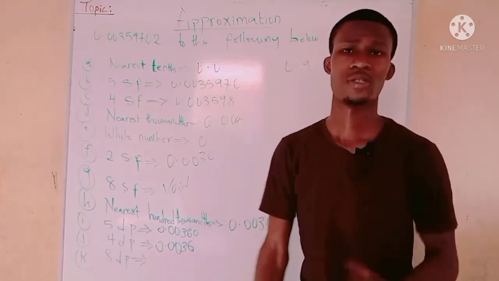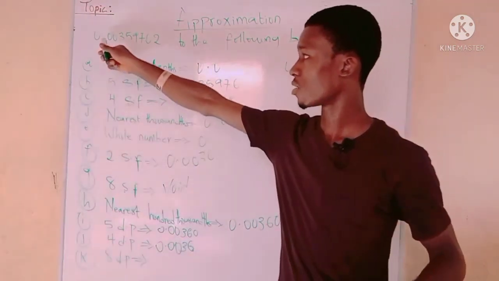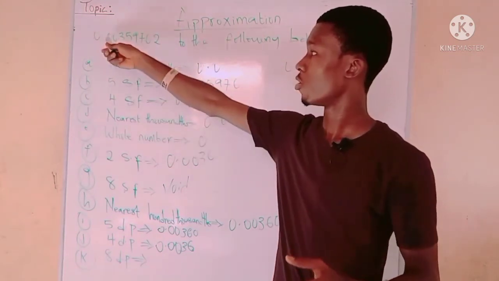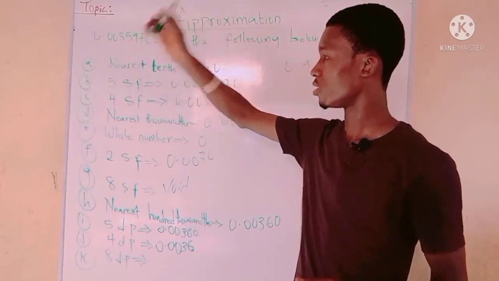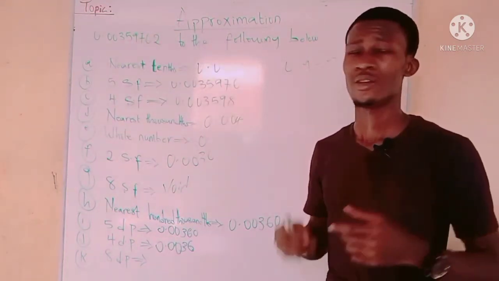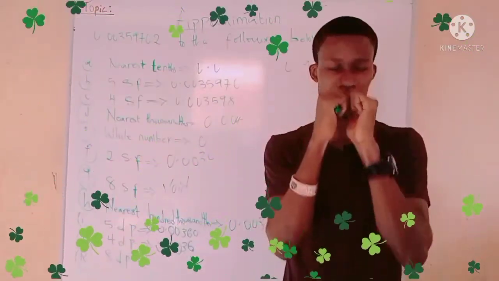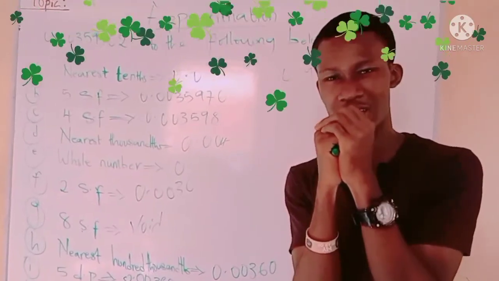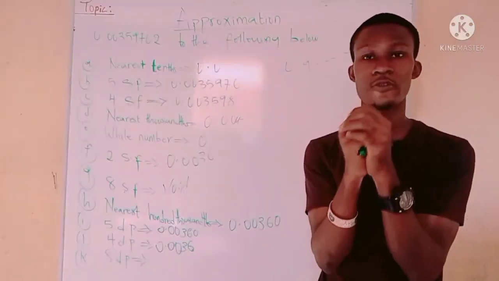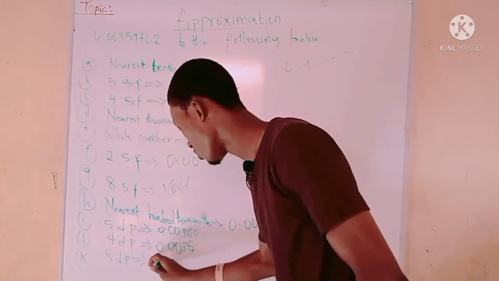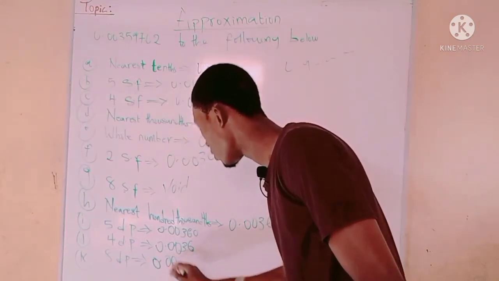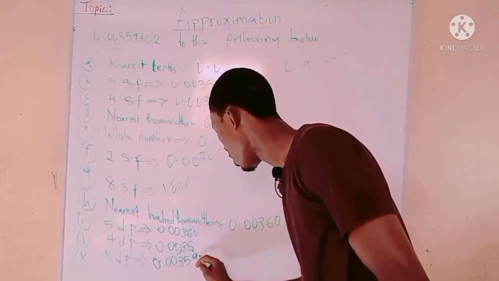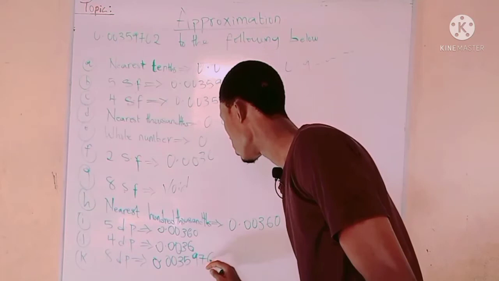So for 8 decimal places, how do we go about it? We start counting from the first digit that appears after the decimal point, which is 1, 2, 3, 4, 5, 6, 7, 8. Voila, we've just gotten it. 0.00359762.